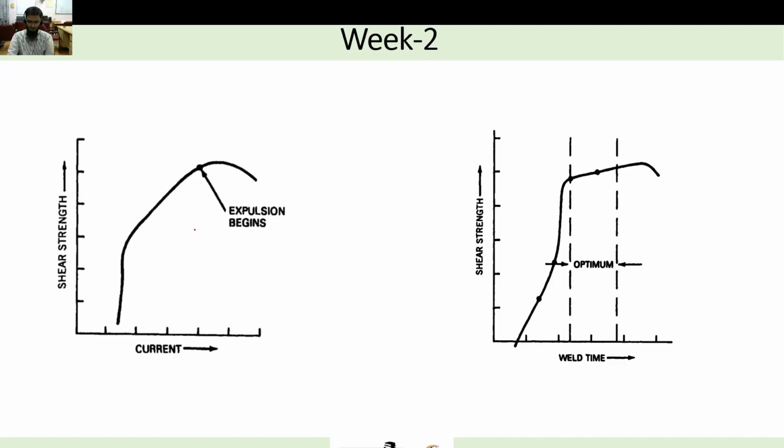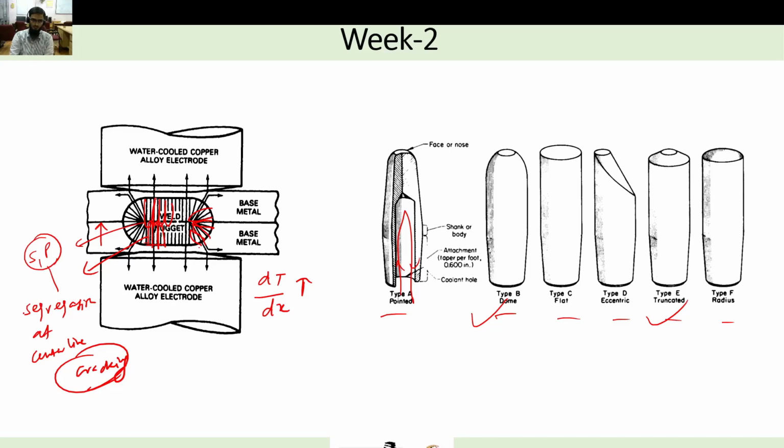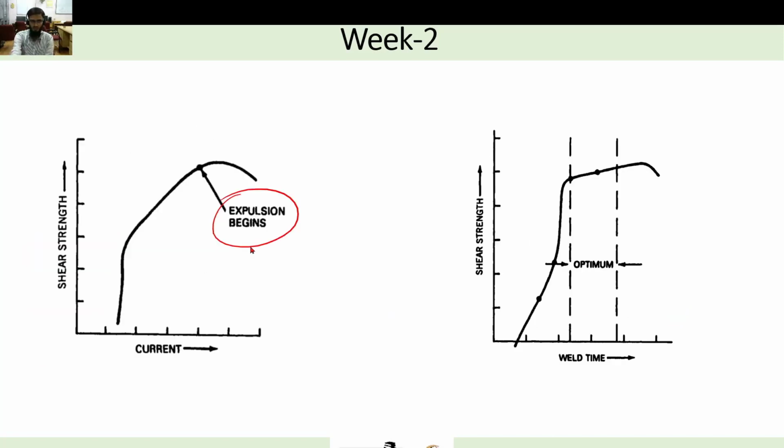There is a phenomenon called expulsion, which is not at all desirable. In the weld nugget you are applying load as well as current right through the electrode, so the metal will be melting. If you see the relation between current and shear strength, here is the graph between shear strength and current. After a certain point this shear strength starts dropping, and that's happening because of expulsion of metal.